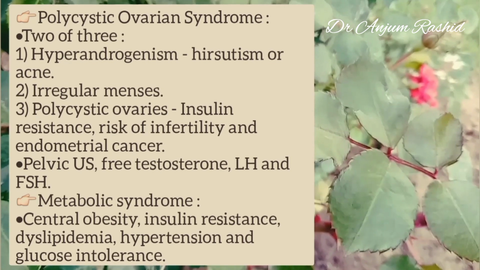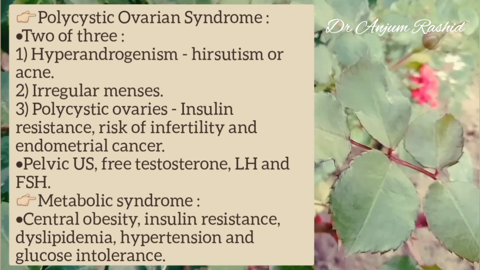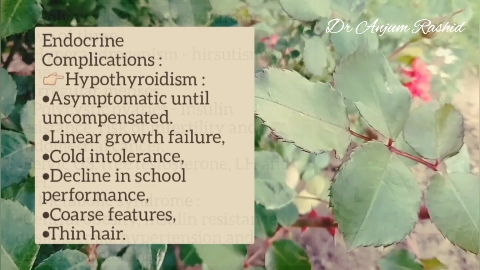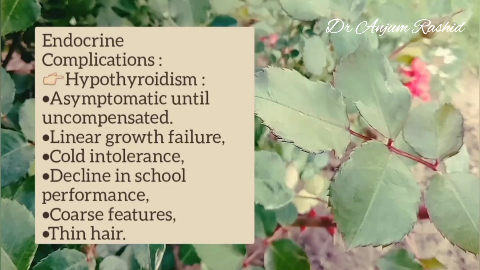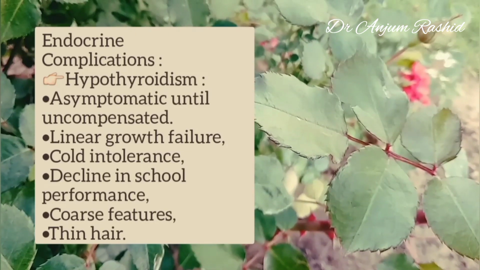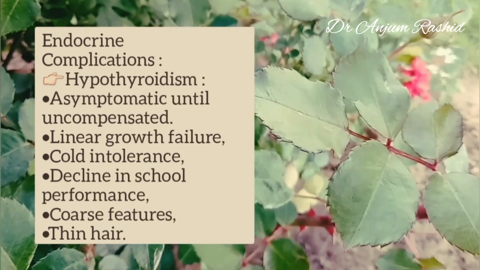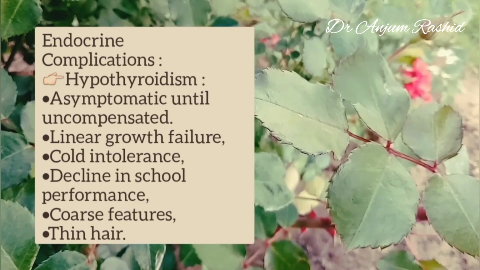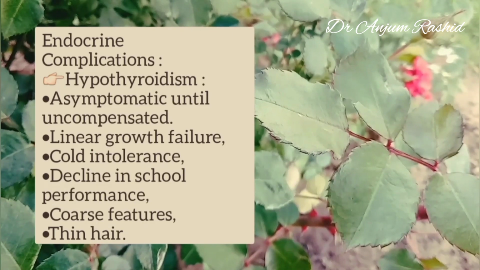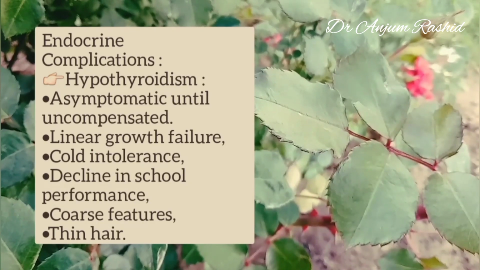Now next is metabolic syndrome. It is characterized by central obesity, insulin resistance, dyslipidemia, hypertension, and glucose intolerance. Another complication is hypothyroidism. It may be asymptomatic until uncompensated. There is linear growth failure, cold intolerance, decline in school performance, coarse features, and thin hair.